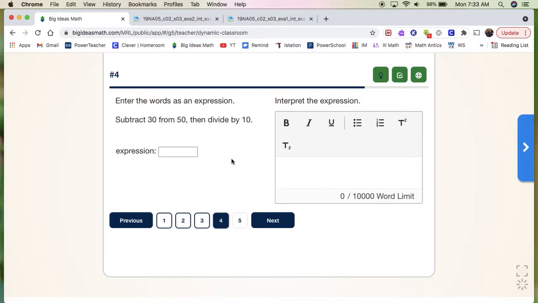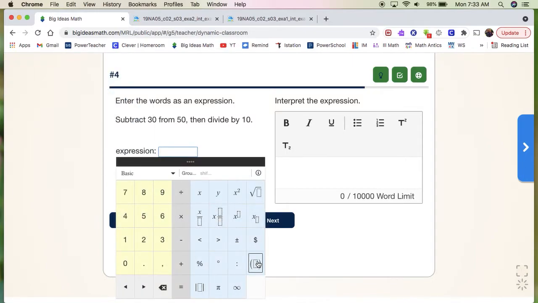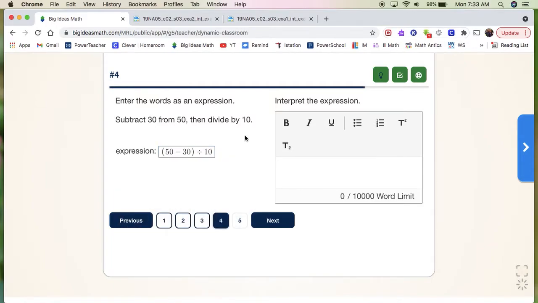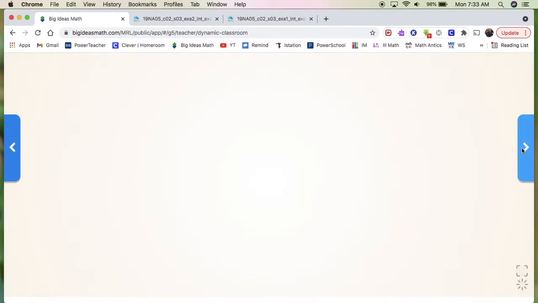Subtract 30 from 50, then divide by 10. So it's not 30 minus 50, it would be 50 minus 30. So we say 50 minus 30. Get that. And we divide what we have by 10. So 50 minus 30, which would be 20, and then divide that by 10, we get 2. Like I said, if you need to go back at any time, you can do that. Or stop the video.